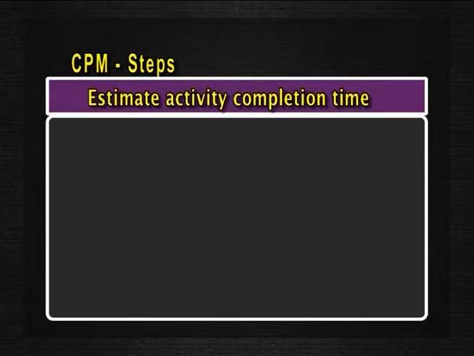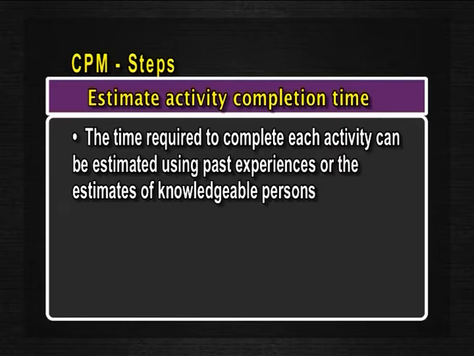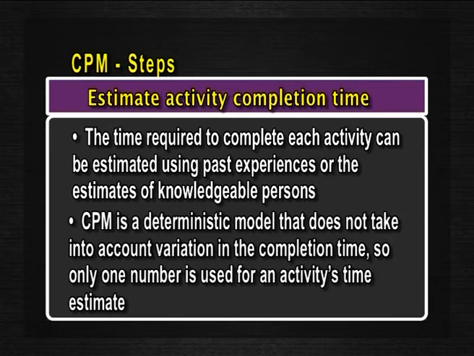Next is estimate activity completion time. The time required to complete each activity can be estimated using past experiences or the estimates of knowledgeable persons. CPM is a deterministic model that does not take into account variation in the completion time, so only one number is used for an activity's time estimate.